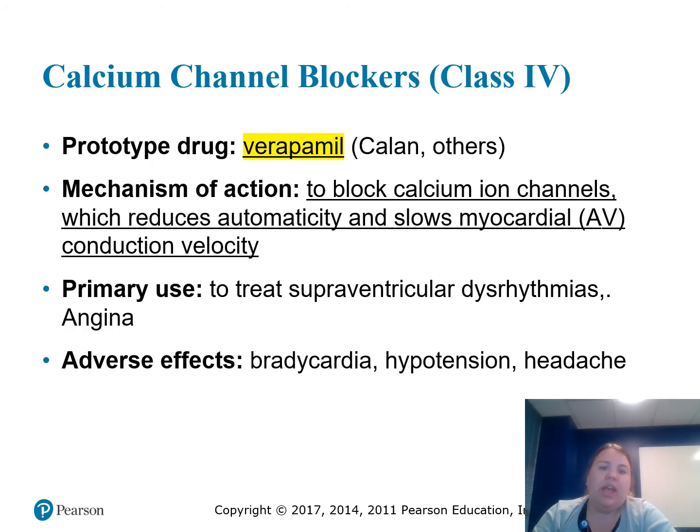And then we have our calcium channel blockers, our verapamil. So that's blocking those calcium ion channels, which reduces the automaticity and slows the myocardial AV conduction. So this is to treat those supraventricular dysrhythmias and angina. We can give this for angina. Now, what is angina? Chest pain. It is chest pain. Some adverse effects with this, because it is a calcium channel blocker slowing the myocardial conduction: bradycardia, hypertension, and they can get a headache. Now, for the mechanism of action to help with the angina, it helps dilate those coronary arteries, and it's used to treat angina and for hypertension.